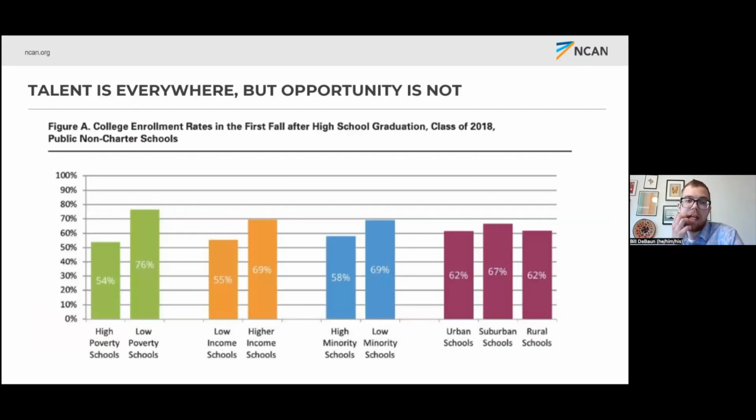We're doing this work because, as you all know, talent is everywhere, but opportunity is not. These are first fall enrollment rates by high school category for the class of 2018. This is from the National Student Clearinghouse Research Center, and you can see the equity gaps here by school income and school demographics that are not surprising to you, I'm sure, but they are still dismaying to you.